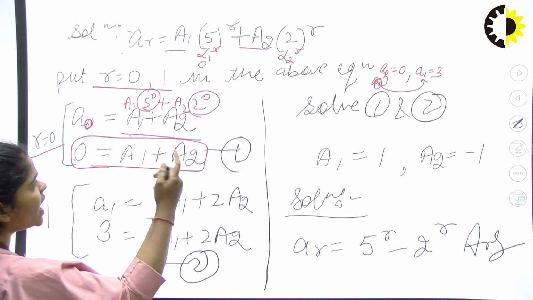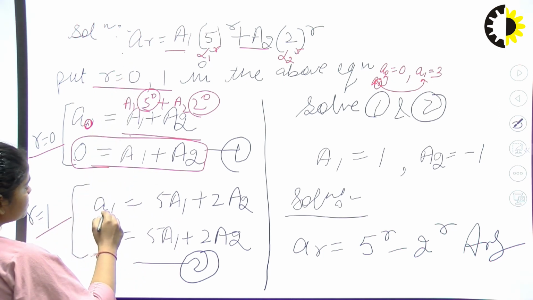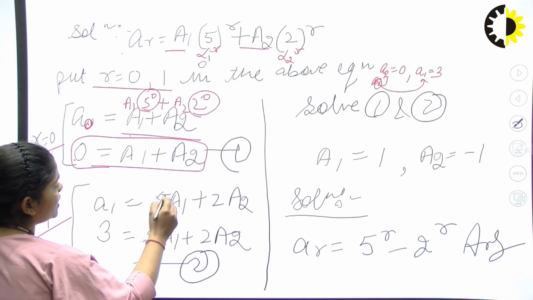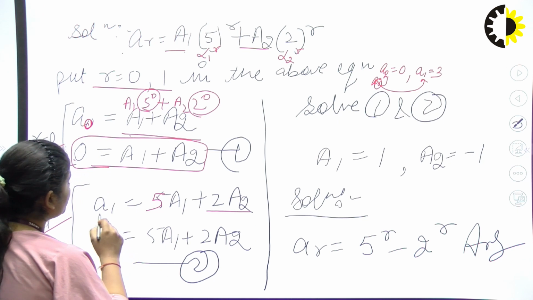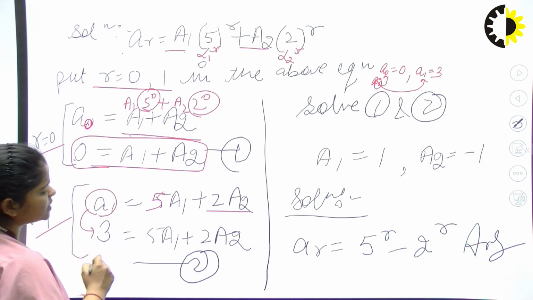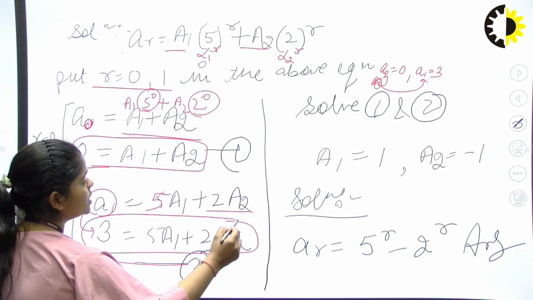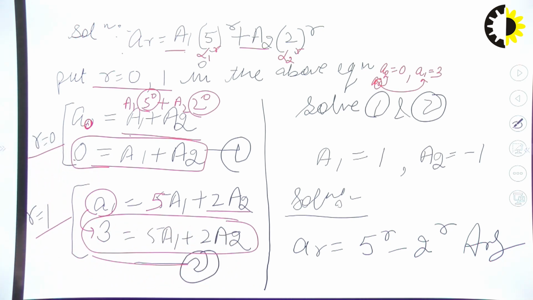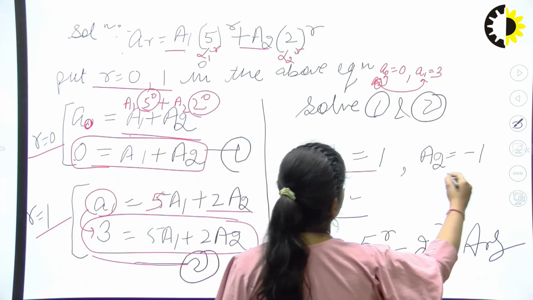Similarly, when we put r equal to 1 in the given solution, then we get a1 is equal to 5 A1 plus 2 A2, where capital A1 and A2 are the constants. So by putting a1 is equal to 3, we get the second equation in this form, right? So by solving these two equations, we will get the A1 and A2 values.